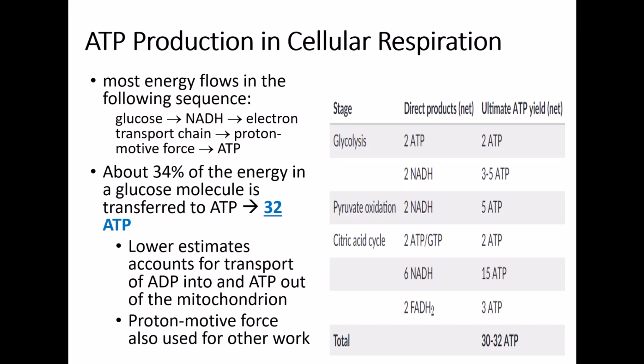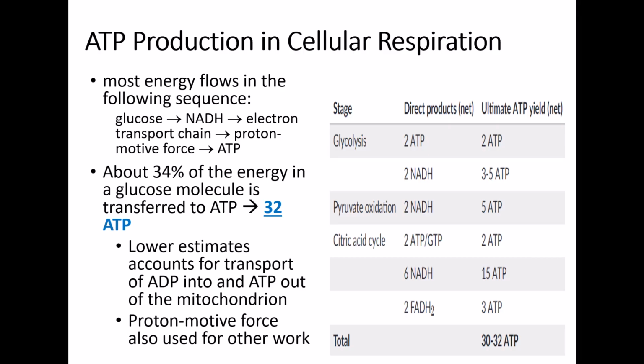So why can't I give you an exact specific ATP amount? Most of the energy flows in the following sequence, from the glucose to NADH to the electron transport chain to that proton motive force, where protons flow through ATP synthase and then ATP.